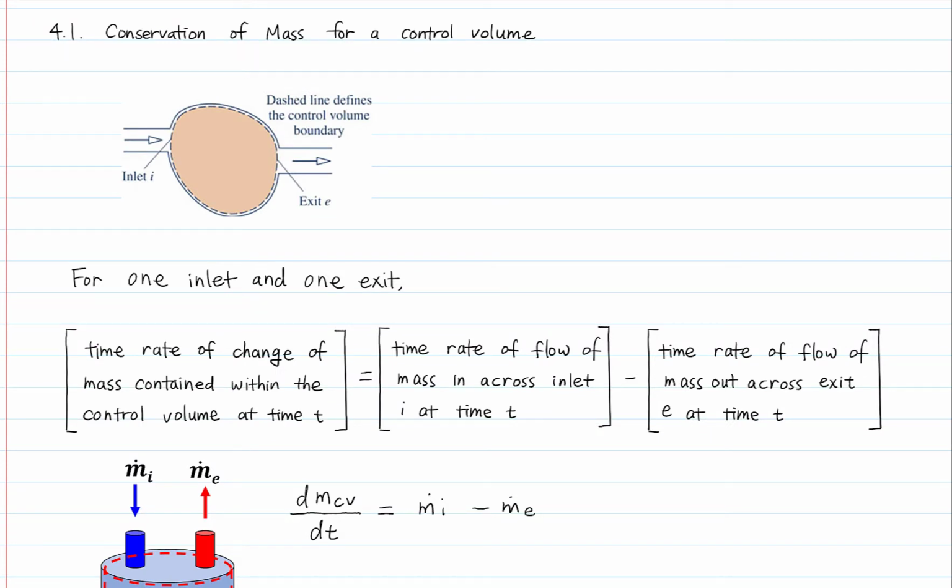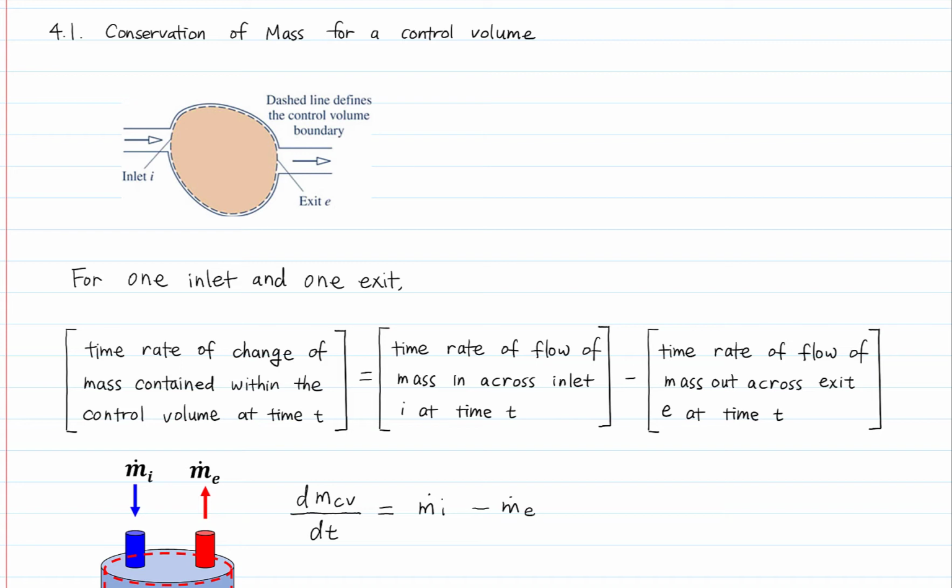Section 4.1 Conservation of Mass for a Control Volume. The control volume or open system is a fixed region in space. So it is characterized by flowing fluid. So mass as well as heat and work can cross the system boundaries in open systems.